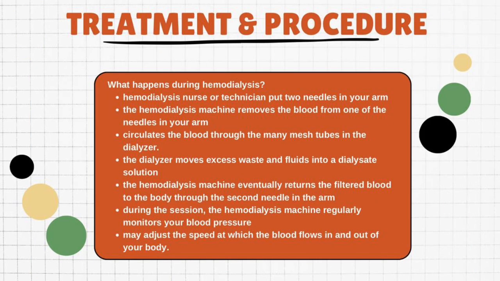What happens during hemodialysis? A hemodialysis nurse or technician puts 2 needles in your arm. After that, the hemodialysis machine removes the blood from one of the needles in your arm, circulates the blood through the many mesh tubes in the dialyzer. The dialyzer moves excess waste and fluids into a dialysis solution. The hemodialysis machine eventually returns the filtered blood to the body through the second needle in the arm.